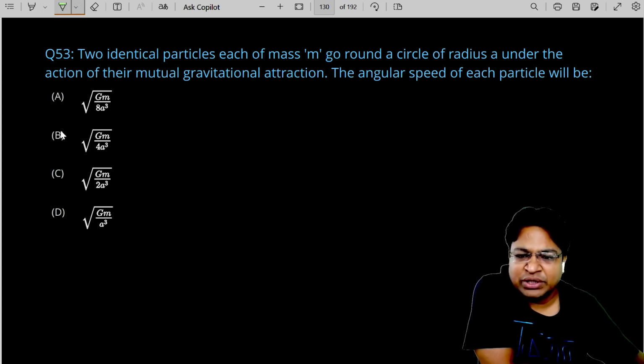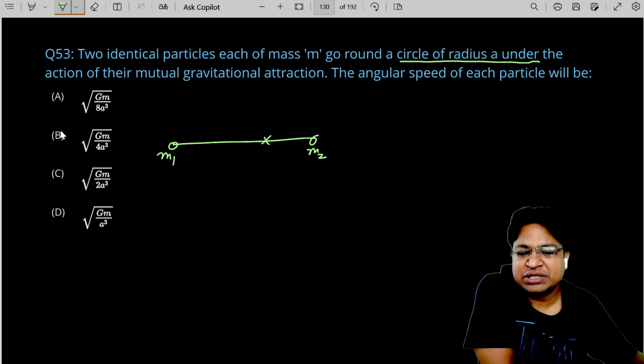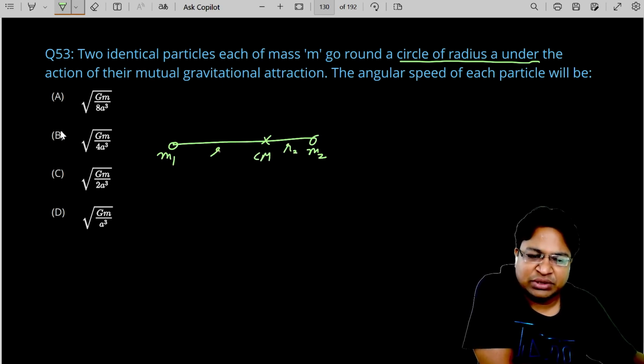The particles are going in a circle of radius A. So in a two-particle system, let's say this has mass m1, let's say this has mass m2. These particles revolve around their common center of mass. Let's say in this example, let's consider m2 as the heavier one. So center of mass would be closer to m2. Let's say this distance is r2 and this distance is r1.